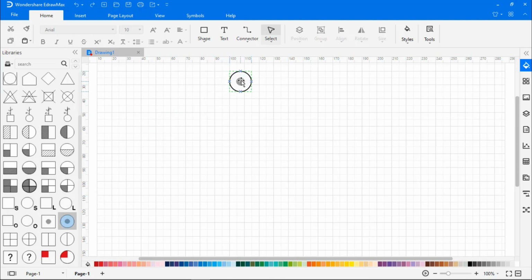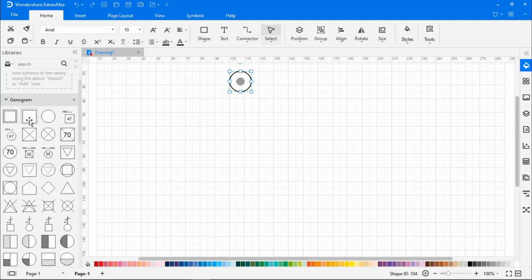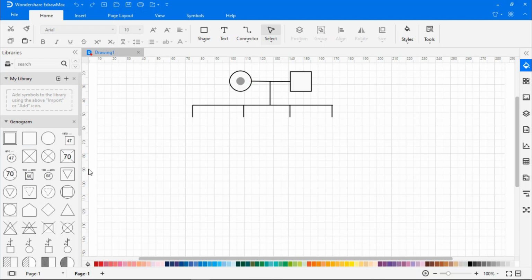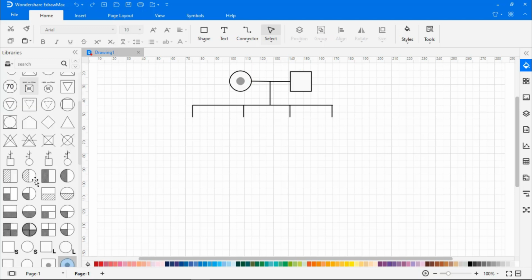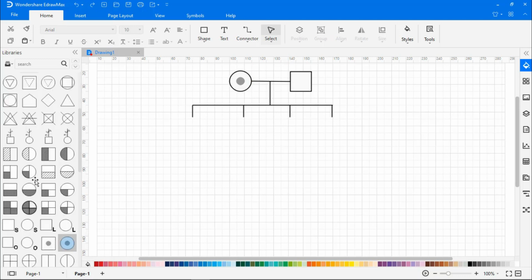Now, let's draw a pedigree chart. A carrier female and a normal male are married and have 4 children. Going by the 50% concept, the first is an affected child, the second is normal, the third female is normal, and the fourth female is a carrier.